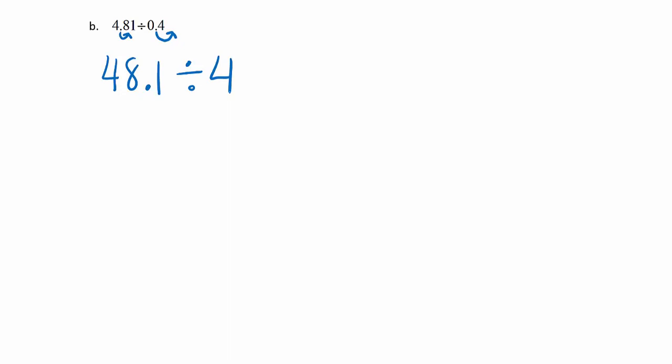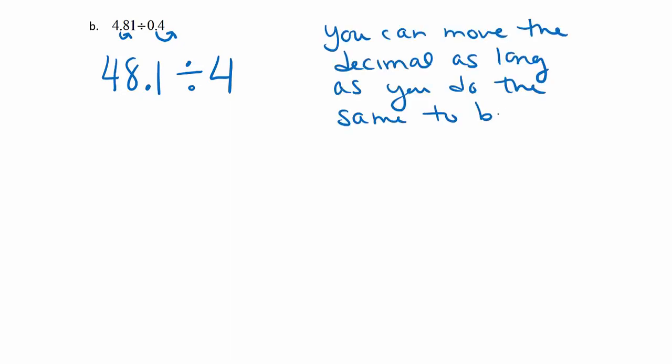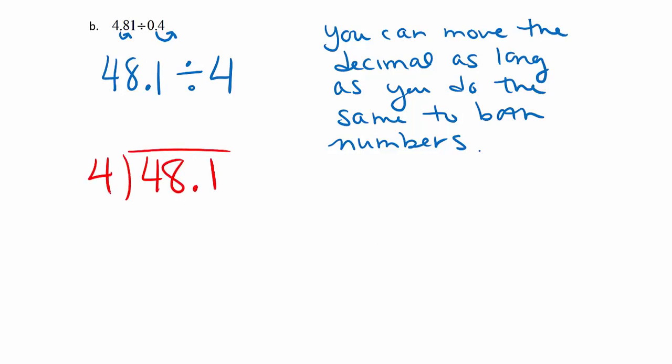So the idea is you are allowed to move the decimal as long as you do the exact same thing to both numbers. So I moved it 1 to the right. I had to do that for both numbers. And then this becomes a long division problem. 48.1 divided by 4. 4 goes into 4 one time with a remainder of 0. So I bring down the 8.